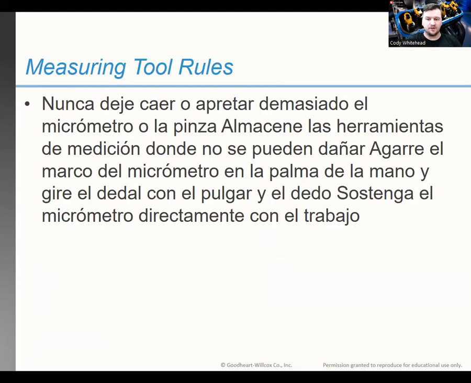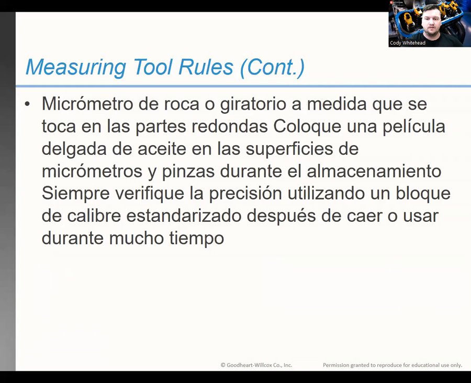All right, so never drop or over tighten the micrometer or caliper. You want to store them where they cannot be damaged. Grasp the micrometer frame in the palm. Turn the thimble with your thumb and finger. Also hold it squarely with your work. You don't want it caught at an angle or anything. Rock or swivel the micrometer as it touches the rounded parts. That way you make sure you're measuring the right spot.